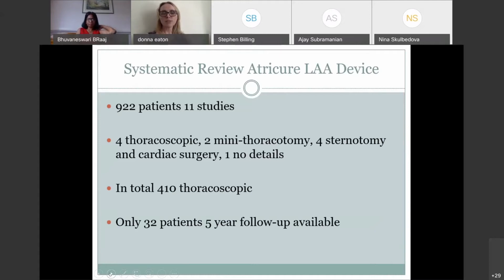Of those studies, the approach used was varied. Four studies used a thoracoscopic approach, 2 used mini thoracotomy, and 4 were via sternotomy. In those cases, as Stephen Billing was just talking about, these were generally patients undergoing cardiac surgery. In one study, there were no details of the approach used. Regarding the thoracoscopic approach, there were 410 patients in total. Long-term follow-up was only available for about 5% of those patients, only about 32 patients. Next slide, please.